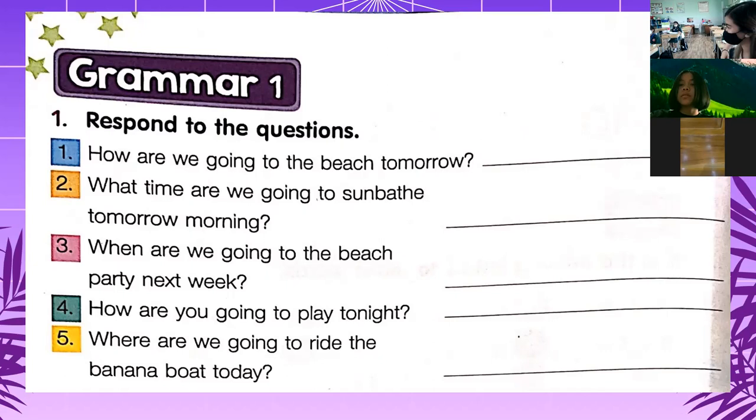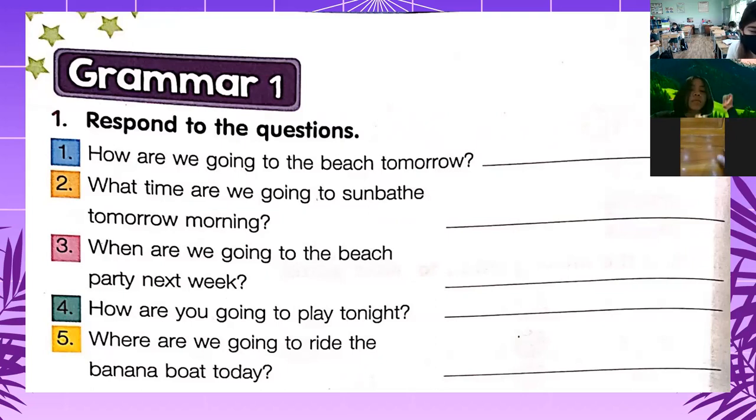So for example, let's answer number one. How are you going to the beach tomorrow? How? If you're going to the beach tomorrow, how can you go to the beach? I am going to the beach tomorrow by car. Oh, so that is our answer. Or we are going to the beach tomorrow by car.